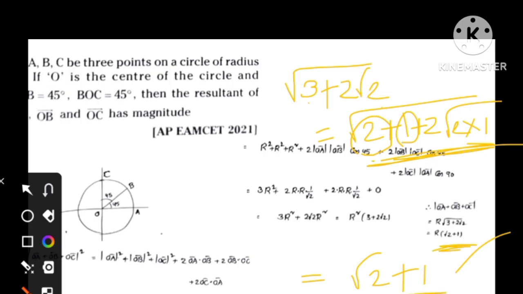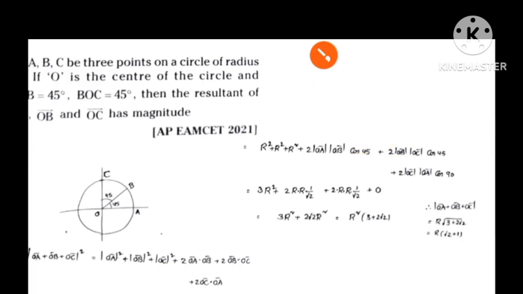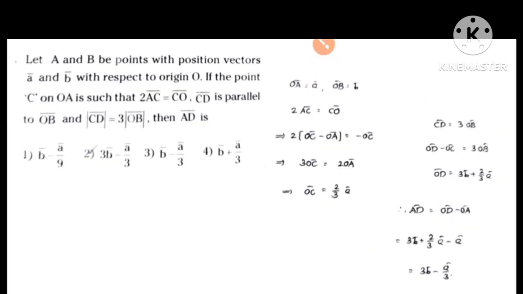a square plus b square plus 2ab is (a plus b) whole square. Square and root get cancelled. So the answer is equal to root 2 plus 1. So r into root 2 plus 1 is the correct answer. That is, the magnitude of this vector is equal to r into root 2 plus 1. Understand, all of you? Now check the third question.